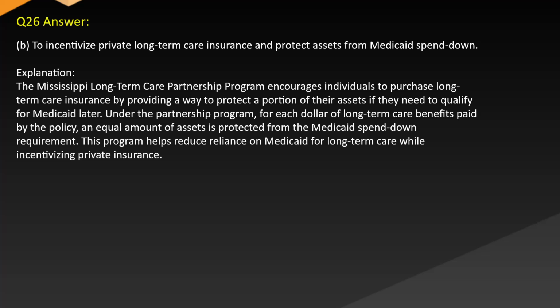Answer: B. To incentivize private long-term care insurance and protect assets from Medicaid spend down. Explanation: the Mississippi Long-Term Care Partnership Program encourages individuals to purchase long-term care insurance by providing a way to protect a portion of their assets if they need to qualify for Medicaid later. Under the partnership program, for each dollar of long-term care benefits paid by the policy, an equal amount of assets is protected from the Medicaid spend down requirement. This program helps reduce reliance on Medicaid for long-term care while incentivizing private insurance.